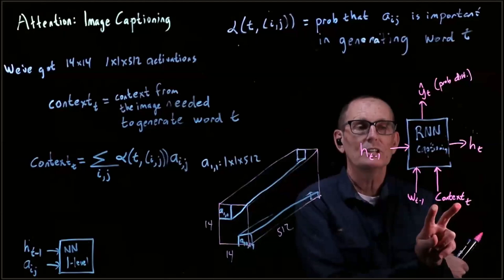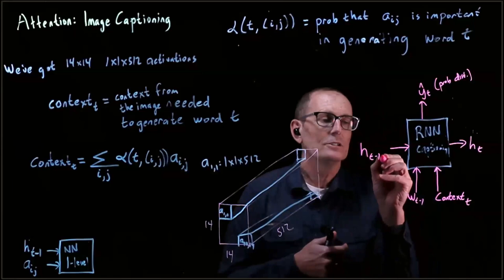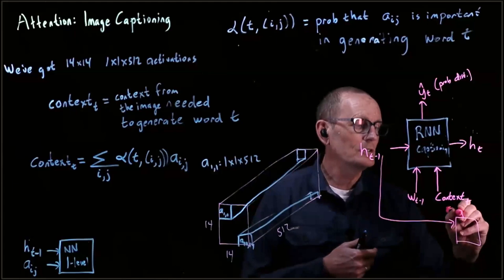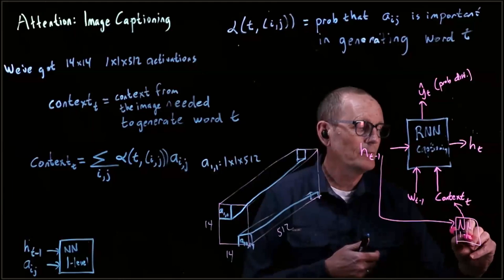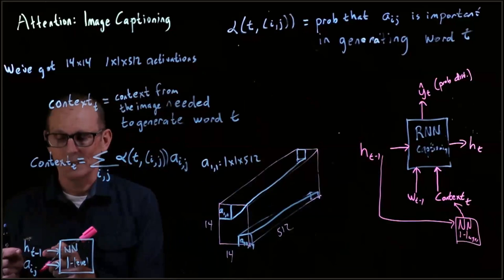Could we use h sub t minus 1? Okay, yeah, that makes more sense. Yep, so that's what we're going to do. We're going to feed in h sub t minus 1, put this in our big neural network, and do some computation to come up with context t. So this is our one-layer neural network, which is right over here. That's why we have h sub t minus 1 coming in here and a sub ij coming in here.